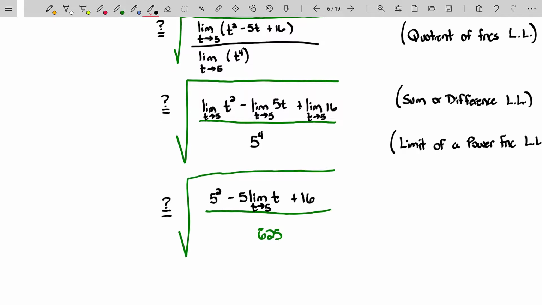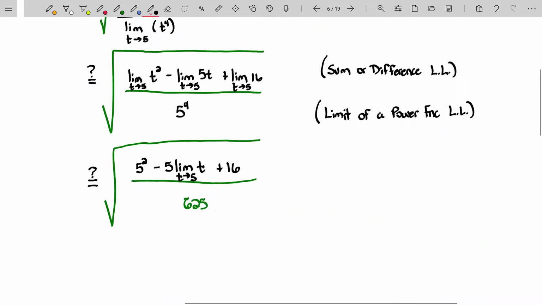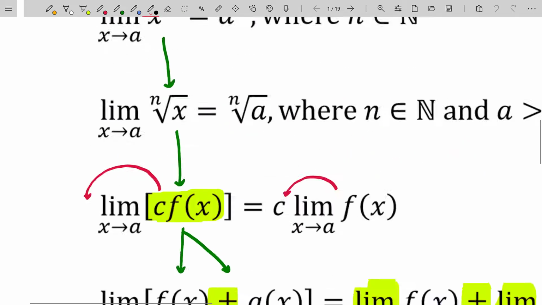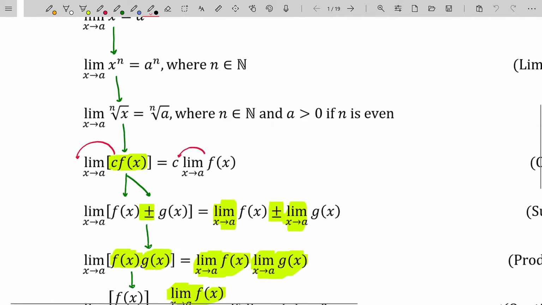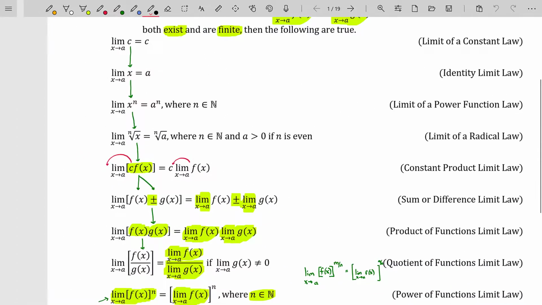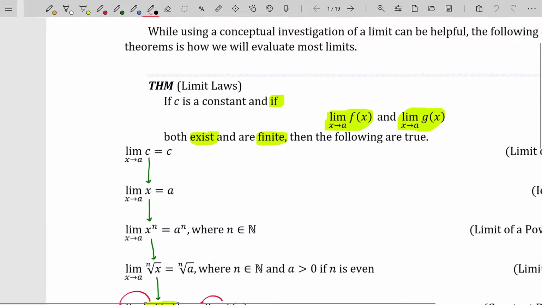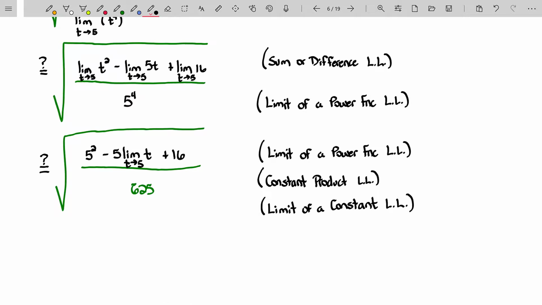So let's see what laws I used here. The first law, the 5 squared right there, is just a repeat of the limit of a power function law. The next one in line is this constant multiple law, at least that's what I think I call it. Yeah, constant product limit law. And then we also have the limit of a constant law that we used after that, the limit as t approaches 5 of 16. So there we have our justifications.